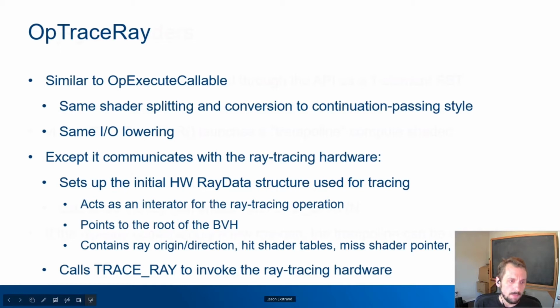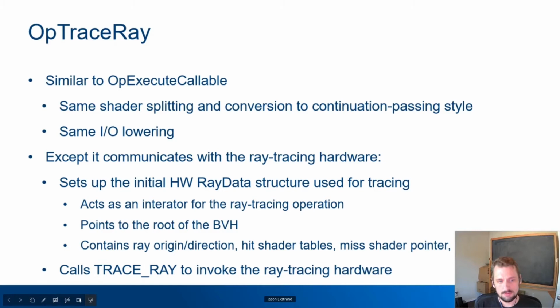This acts as an iterator for the ray tracing operation. So think back to your early computer science classes. We know what an iterator is. It walks over a data structure. It points to the root of the BVH, which is the acceleration structure. It contains all of the useful stuff like your ray origin and direction, your hit shader tables, your miss shader pointer. All of that stuff is contained in this ray data structure. So once we've initialized the ray data structure, then we invoke the trace ray to do the actual trace.